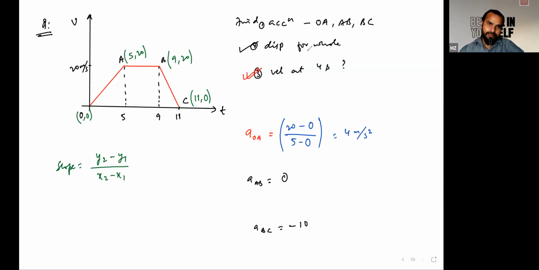Just try to solve the second part. For the displacement, just calculate the area bounded by this particular curve. Okay, Salman, no problem.